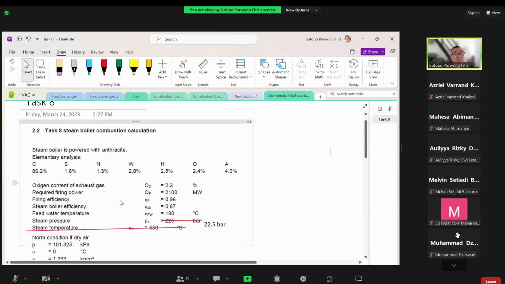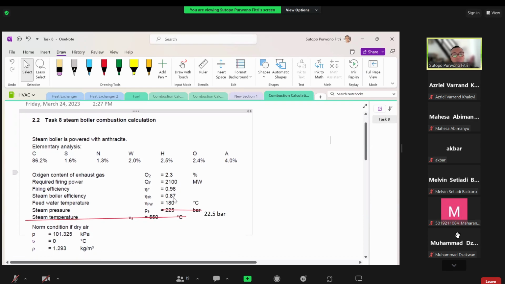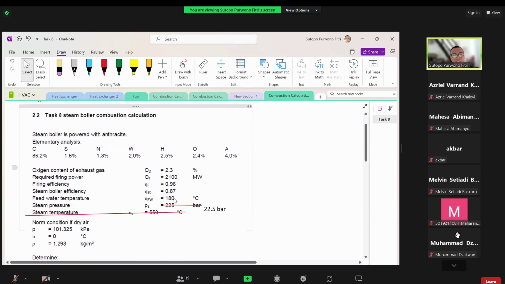And then, based on the exhaust gas analyzer, the oxygen content analyzer, you have the oxygen content in the exhaust gas 2.3%, and then the firing power 2100 megawatts, the firing efficiency 0.96. The firing efficiency means the efficiency during the combustion process, during the firing process.